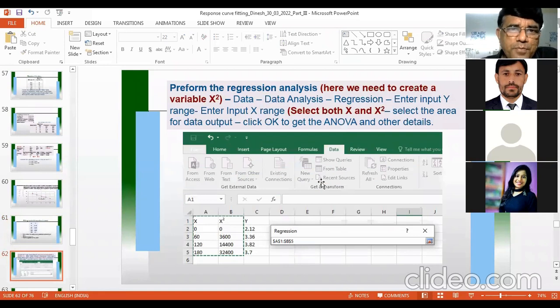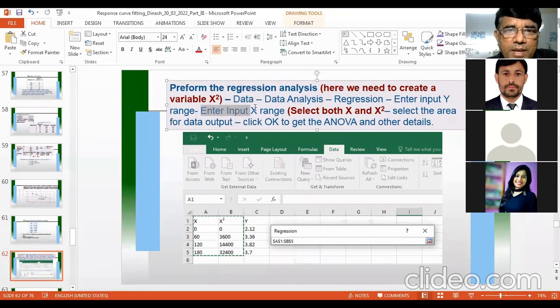So what you need to do is perform the regression analysis. Here we need to create a variable X square. This is important. In linear, we did not create a new variable, but here you need to create a new variable X square because there are 3 terms now. And then same way you can do it: data analysis, regression, enter input Y range, enter input X range, select both X and X square. This is the important point: when you enter input X range, you need to select X and X square both.